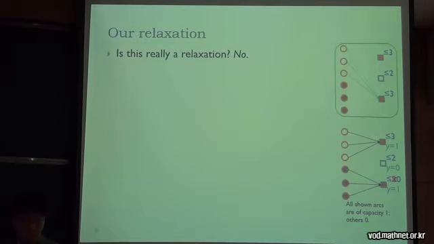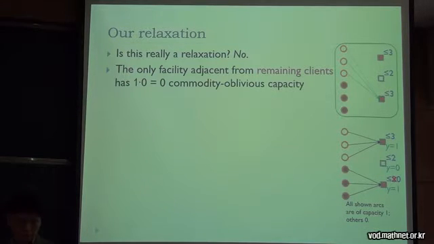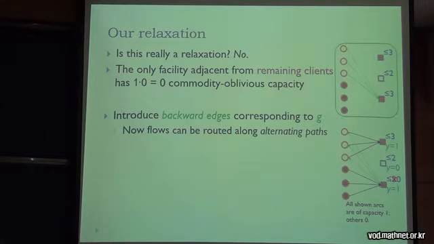So this is infeasible. So in order to make this multi-commodity flow network feasible again, I'm going to introduce some edges that correspond to the partial assignment that is defining this multi-commodity flow network. So I'm going to introduce an arc from the facility to the clients according to the partial assignment. And now flows can be routed along this alternating path. And likewise for the other two clients as well. And we can see that this multi-commodity flow network is feasible again.